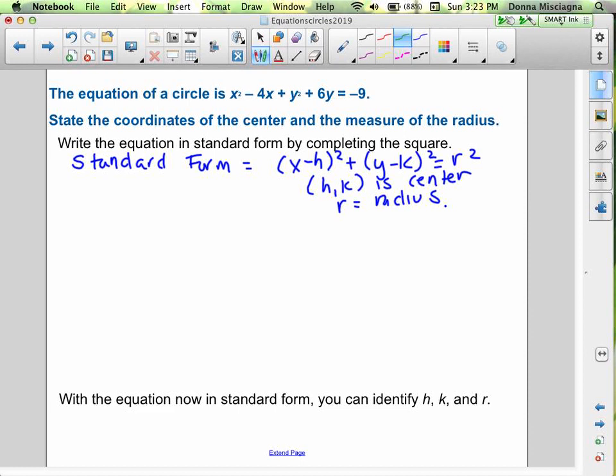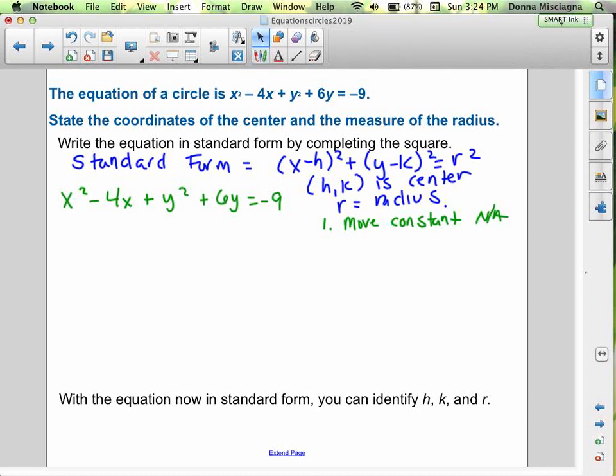So let's put this one into standard form. I'm not going to show every step in words like the other one. I'll just tell you what step is next. So x squared minus 4x plus y squared plus 6y equals negative 9. Step number 1 would be move the constant term. Maybe I will write it down. Move constant. We don't need to do that because it's already moved. So that is an NA.